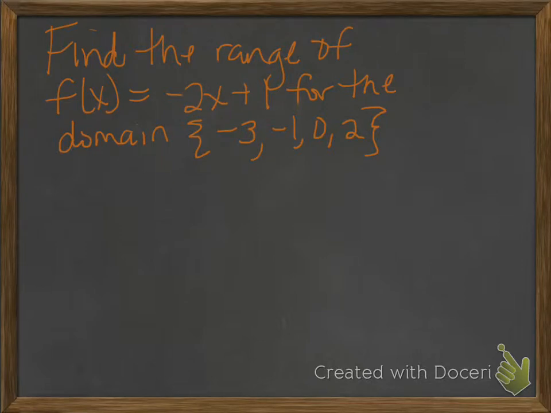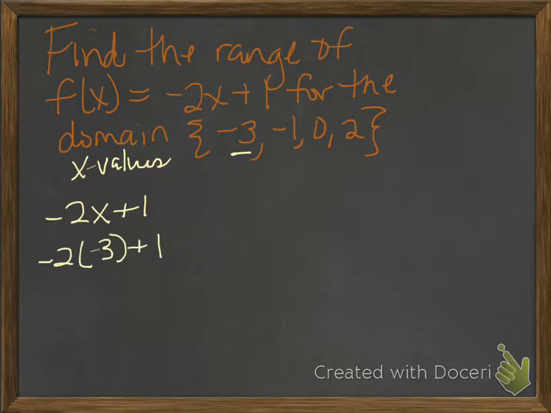Alright, so now we're going to find the range of the function -2x plus 1 for the domain -3, -1, 0, and 2. And remember, your domain is your x values. Okay, so we have -2x plus 1, and we are going to replace our x value with -3. So -2, I'm going to replace the x with -3, and then I'm going to add 1. So -2 times -3 is a positive 6, plus 1 is 7. Okay. Now I'm going to do -1. -2, replace the x with -1. So we got -2 times -1 is 2, plus 1 is 3.